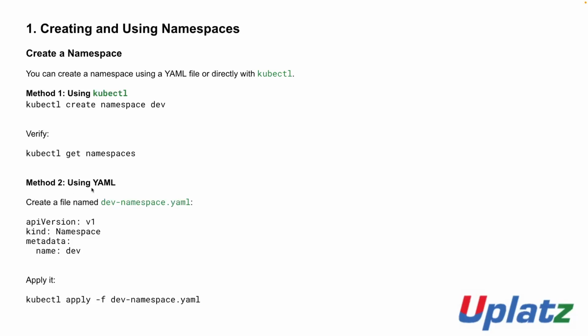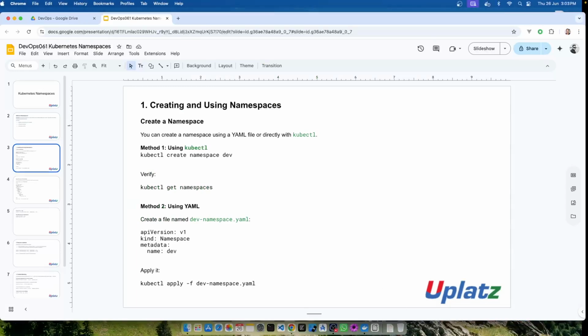Method 2: using YAML. Create a file named dev-namespace.yaml with apiVersion v1, kind Namespace, metadata name dev. Apply it with kubectl apply -f dev-namespace.yaml. So let's try this.